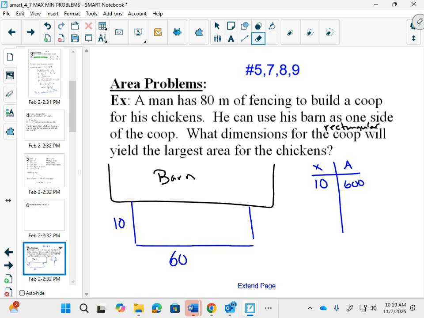Not very nice to his chickens? It's like a swimming lane in a pool. How long is that going to be? 6. No. How long is this going to be? 80. No. 78. Good. If it was 1, what's the area? 78. Right. Same amount of fencing used.